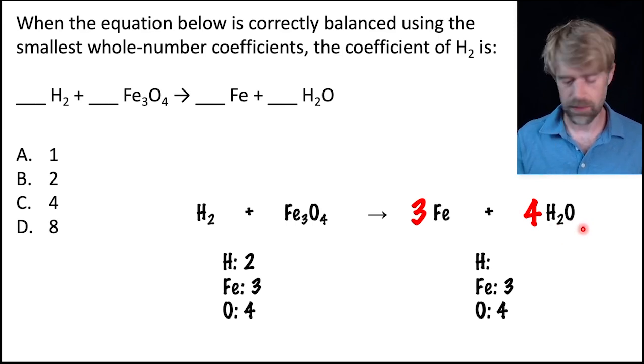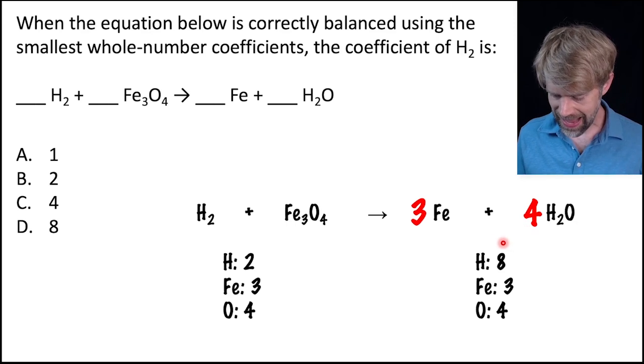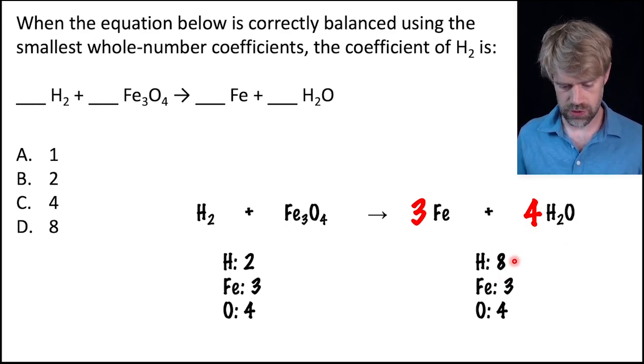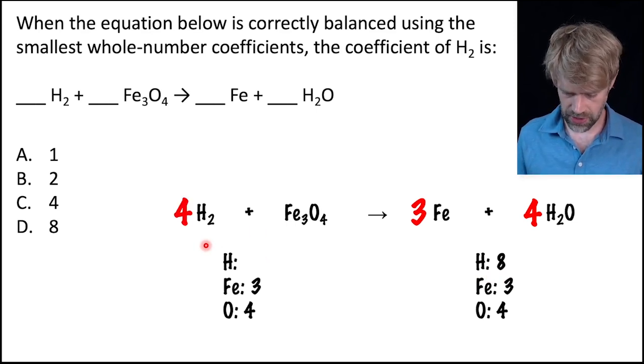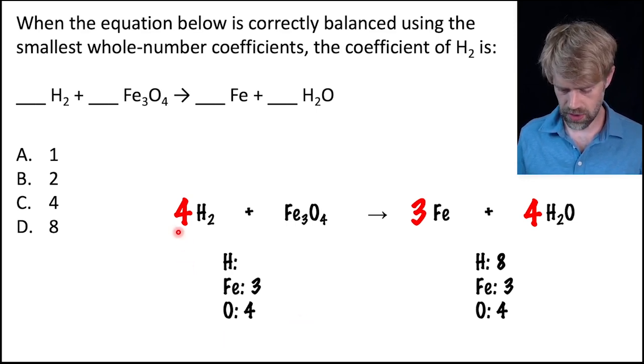But putting a 4 there also affects the number of hydrogens we have. It's H2. So if we have 4 of these, it's going to be 8 total hydrogens. 4 times 2, 8 hydrogens. So the last thing we'll do is we'll balance these hydrogens. We've got 8 on this side, and we've got 2 over on this side. So to get 8 on the left side over here, we'll put a 4 in front of the H2, and that gives us 4 times 2, which is 8.